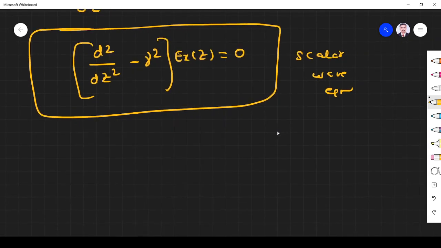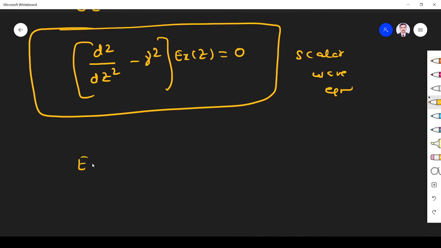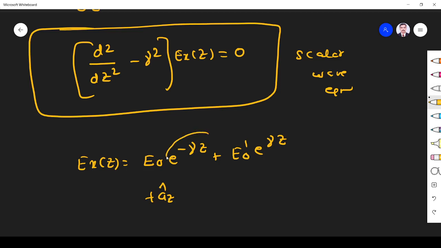So for this, the solution will be in the form of Ex(z) is equal to E0 e power minus gamma z plus E0 dash e power plus gamma z. It's a general solution for a second order differential equation. Here we assume the wave propagates in z direction. E power minus gamma z is the wave propagating in positive z direction. Here it indicates the wave propagates in negative z direction.